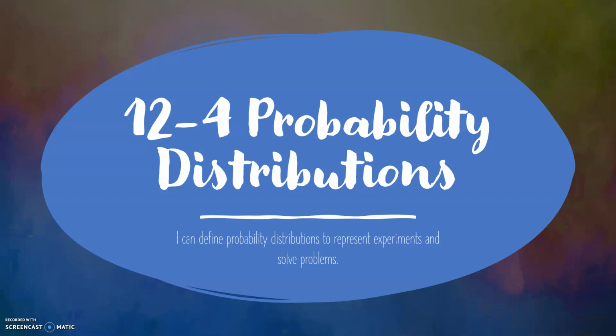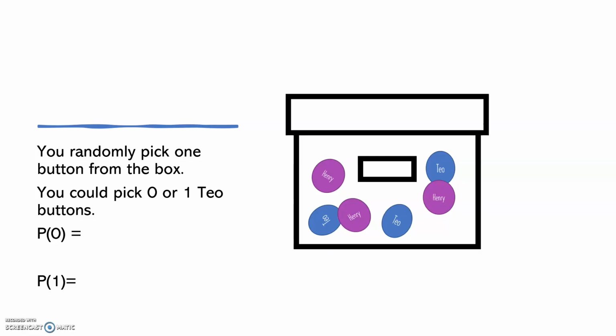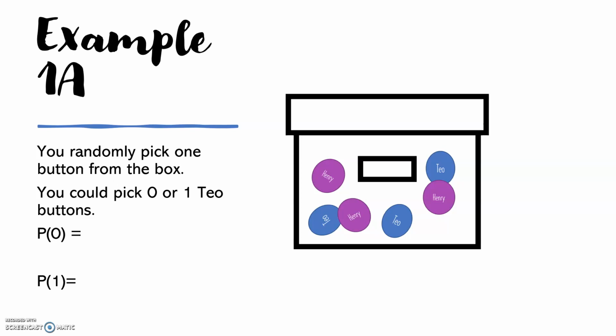The first part of 12.4 is about writing probability distributions and defining sample space and the uniform distribution. So this first example, we're looking at a box, and it contains 3 Henry buttons and 3 tail buttons, and we're saying that we would like to pick either 0 or 1 tail buttons, and we're picking just once. So the probability of getting 0 tail buttons means that we got a Henry button. So the probability would be 3 out of 6, which is the same thing as 1 out of 2.